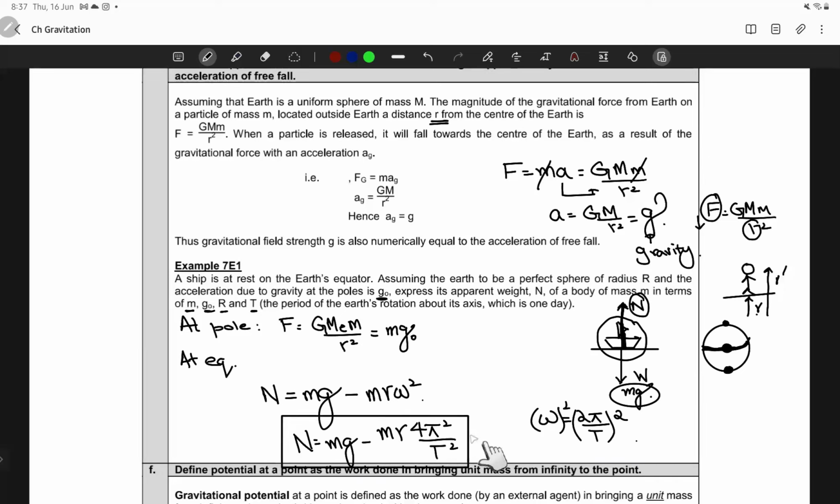Is it clear? Or do you have any question whatsoever? You can feel free to ask. Any question in understanding what happened? Sir, why was omega squared in this problem?